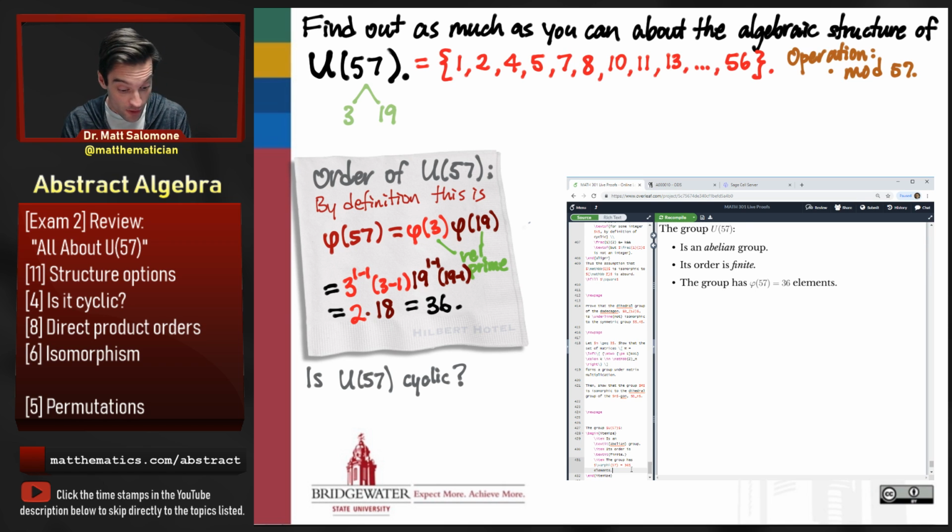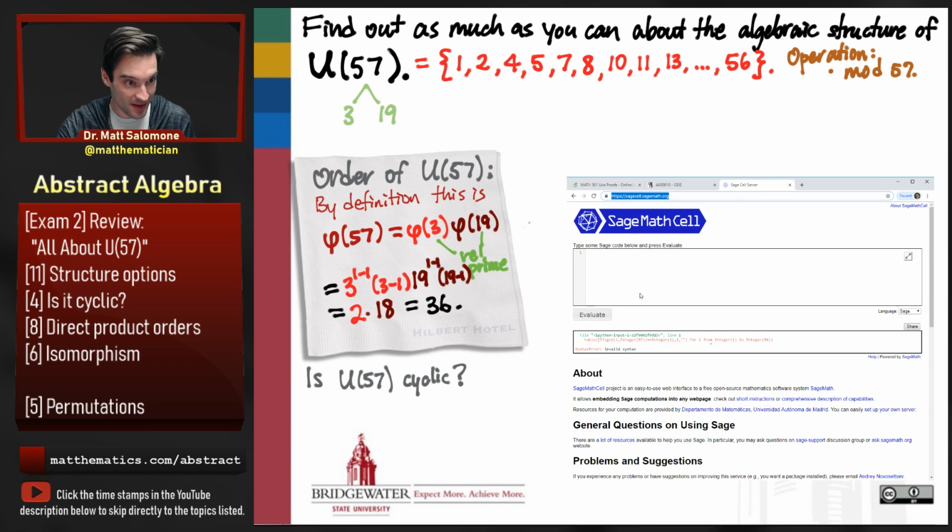Well, in order to figure this out, what I might do is take some of these elements and just see if I can figure out what their order is. To do that, this time I actually am going to use Sage. I think I should be able to do this one. So what I want to do is take a number like 2. Let me take the element 2 in this group.